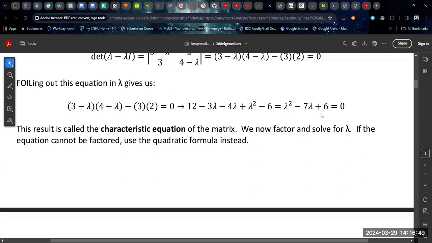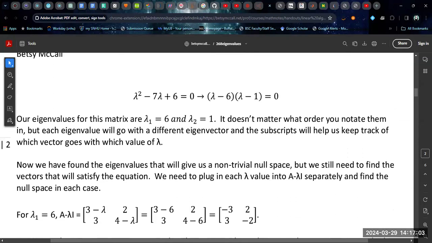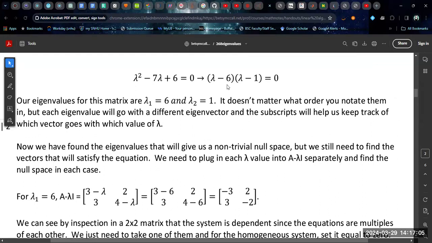All right, so once we get this equation, this is called the characteristic equation of the matrix. And so now we can go ahead and solve for lambda. This equation is factorable, and so we can factor it as lambda minus 6 and lambda minus 1. Again, the minuses will get us the minus 7, but the two minuses multiplied together will get us the plus 6. And therefore, we can find our eigenvalues for this matrix as being lambda 1 is 6 and lambda 2 is 1.